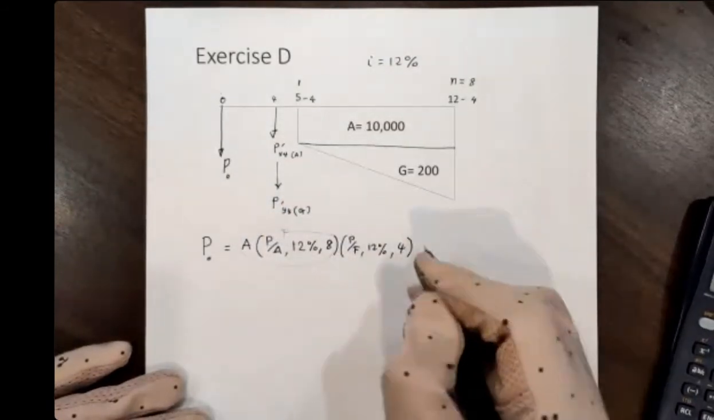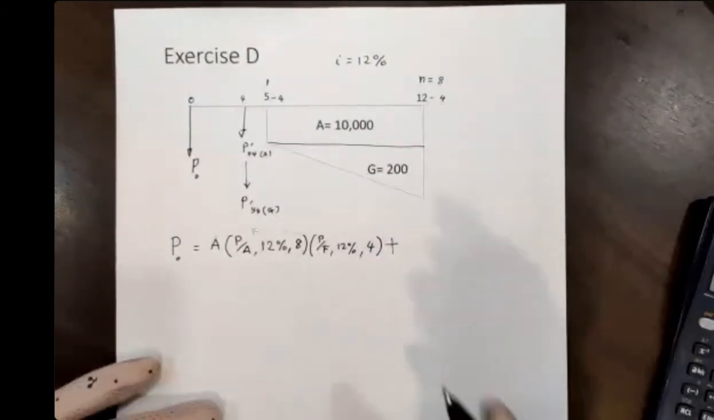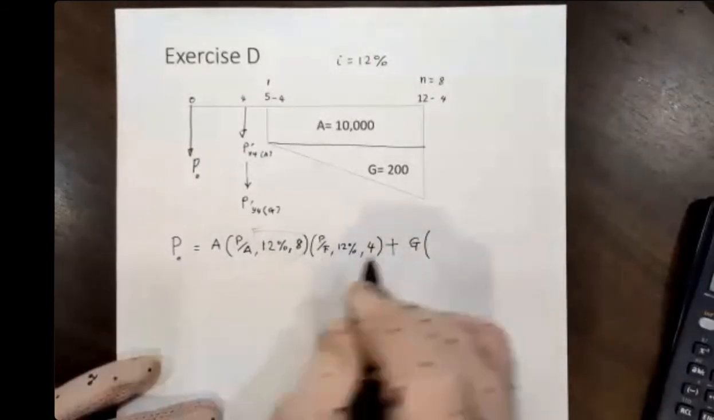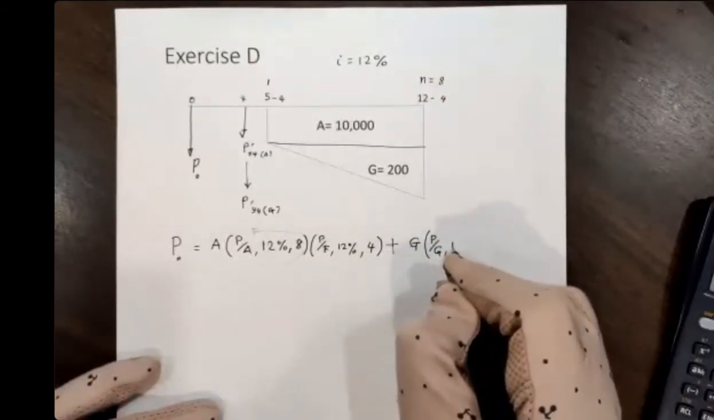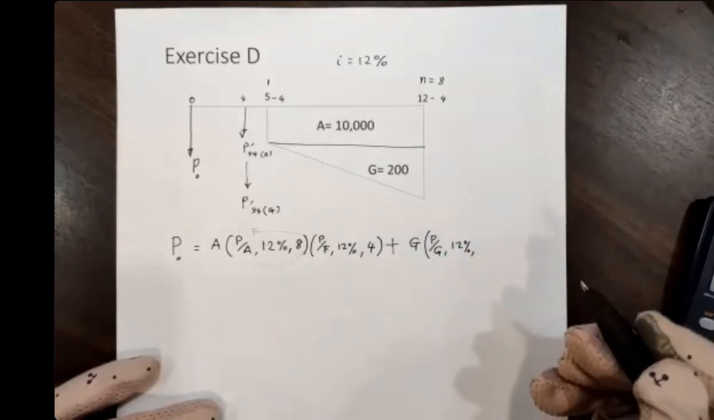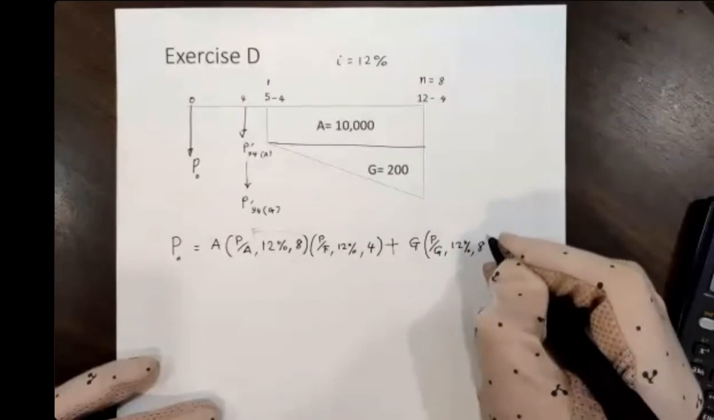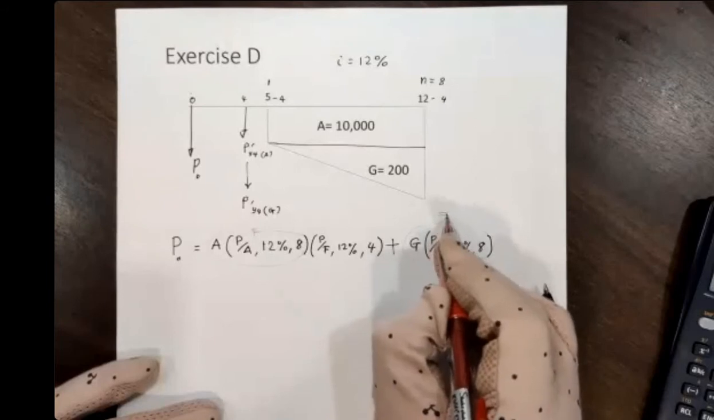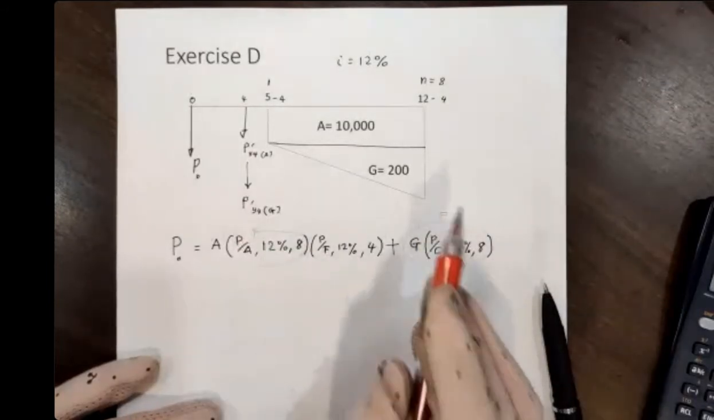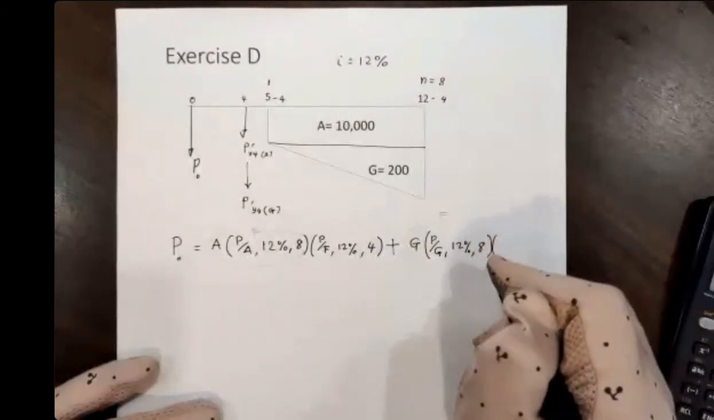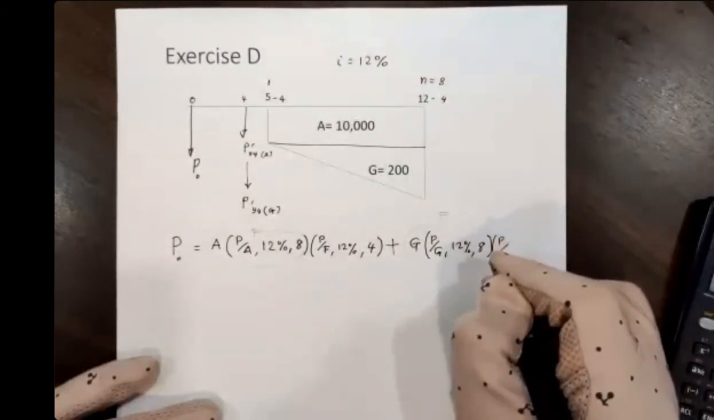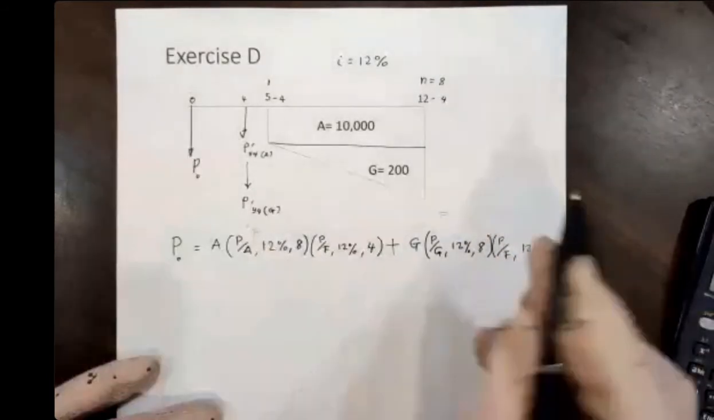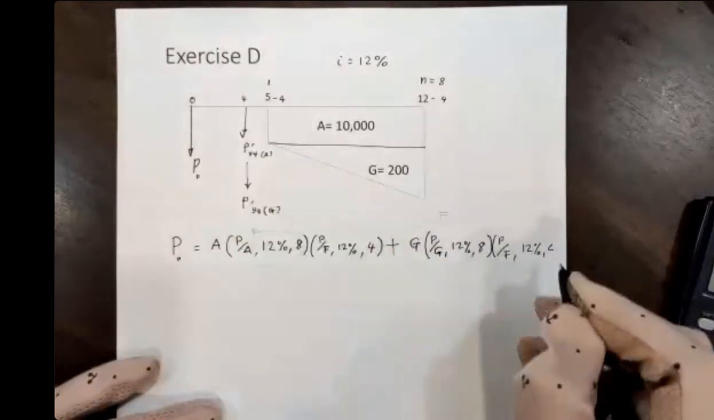Okay, then we have to plus G. Okay, how to solve this problem? G, and then P over G, 12%, N is the same, 8. And now this one becomes F. Originally it was P, now it becomes F. Okay, so what you want to find is P, so over, but you know it's F, 12%, and N is the same. Sorry, N is for this F.